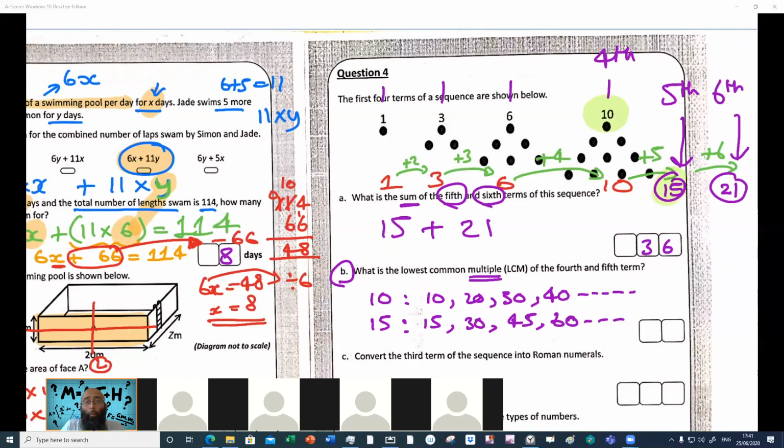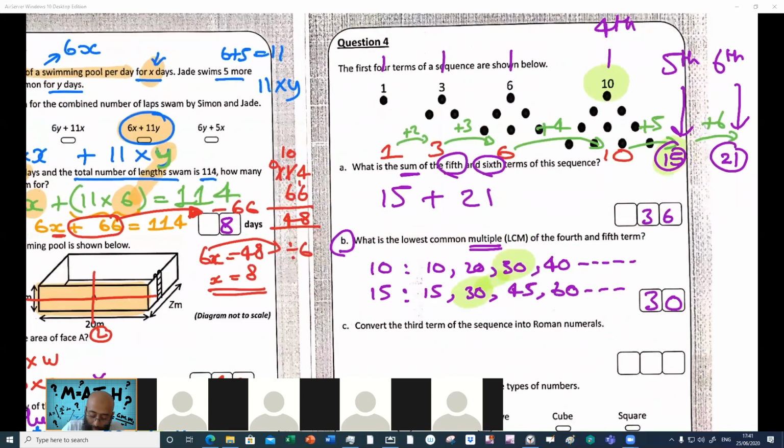The lowest common multiple means in both of them. So the first number that comes into both of them is 30, not 15 and 30. The lowest number that they both have. So the first number in the 10 times table and the 15 times table that they both share is 30. I'm not looking for the smallest number in each times table, I'm looking for the smallest shared number. So 10 has 30 and 15 has 30, they both share that 30 there on the screen.